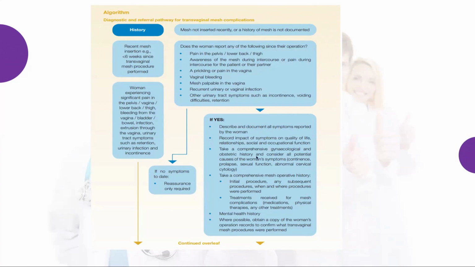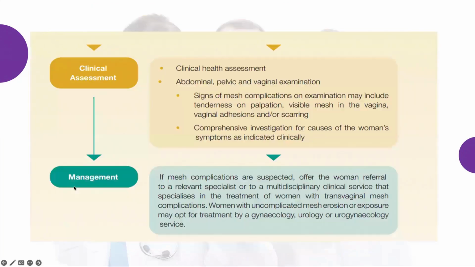function. So you have to take a complete gynae history, obstetric history, and all potential other causes of this problem. Then mesh operative history: was it an initial procedure, or was there any other procedure done before that? When it was performed, where it was performed, and did she receive any treatment before for this complication? How is her mental health? And if possible, try to get a record of the surgery.